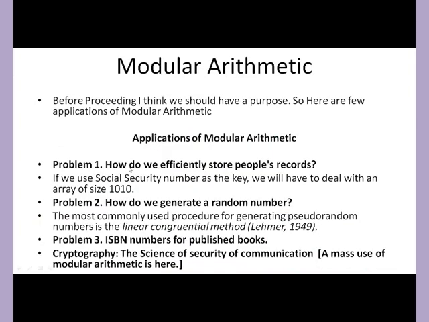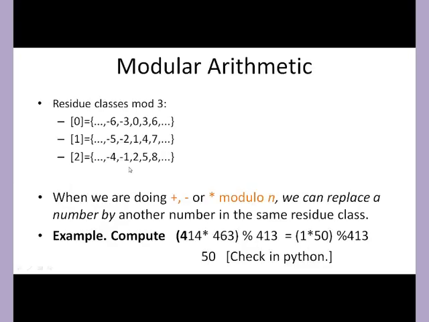So residue classes are represented. The remainder is 0 with these numbers, mod 3 returns 0. With these numbers, mod returns 1, and these classes are called residue classes.